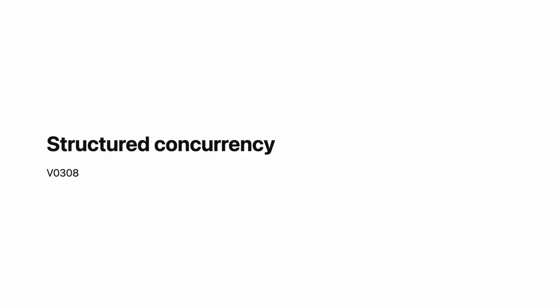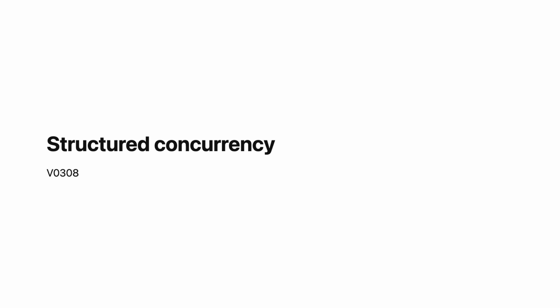Structured concurrency. Coroutines can launch other coroutines. But what happens when things go wrong? Who cleans up? Today we understand structured concurrency, the principle that makes concurrent code manageable and safe.